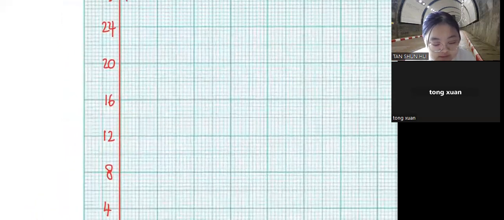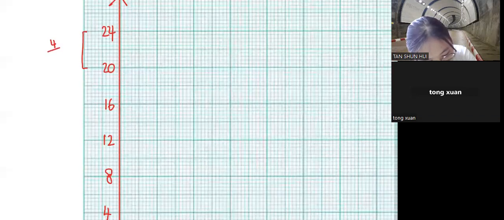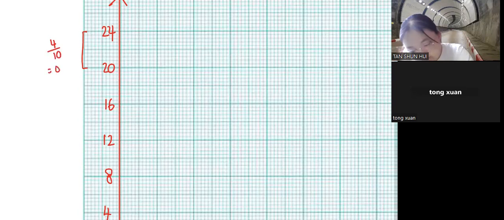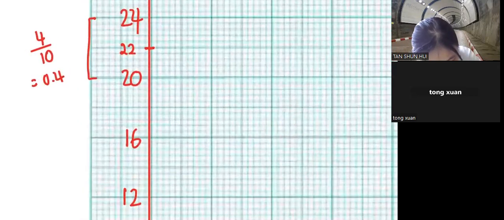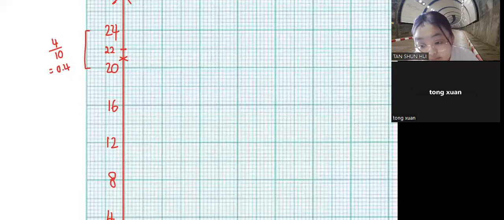So we got to calculate, just in case you don't know how to calculate. One big box is 4, divide by 10 boxes, each of the boxes is 0.4. Right? So you can see 20, 24, in the middle is 22. So where is 21? In the middle, half. So you plot in the half, in the middle of 20 and 21.